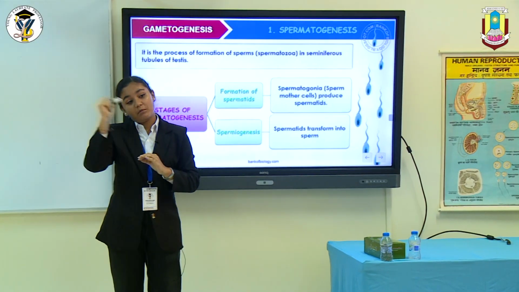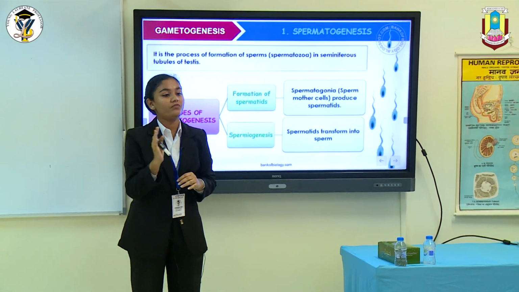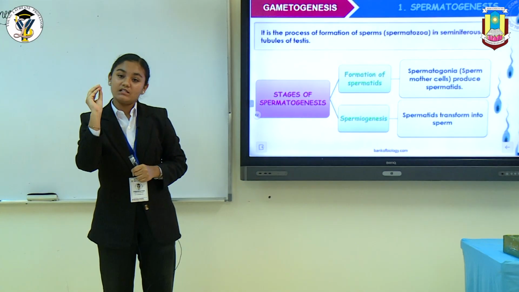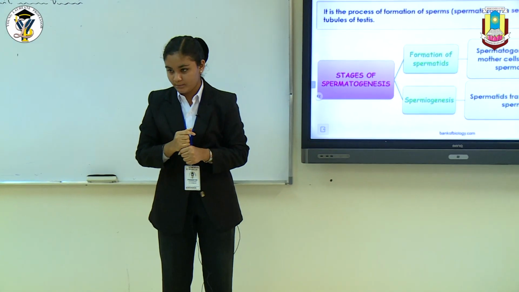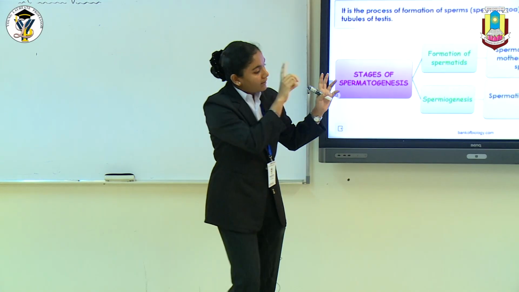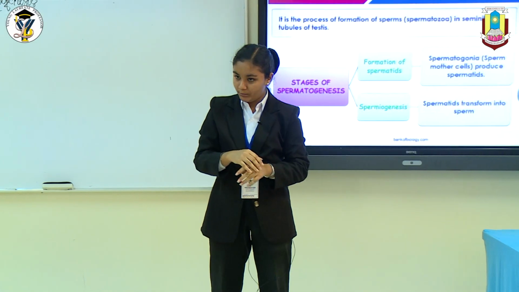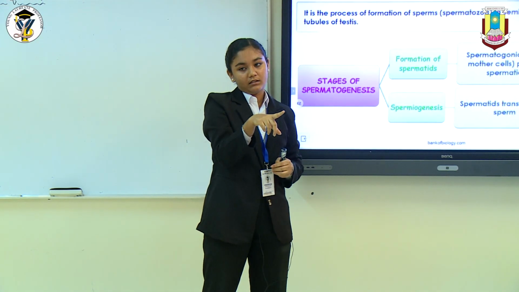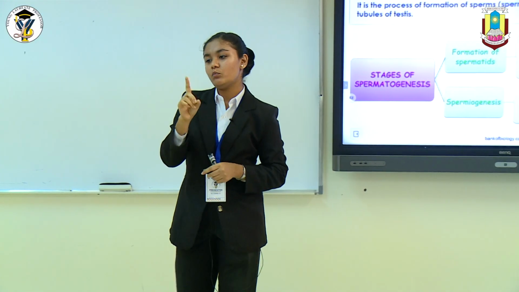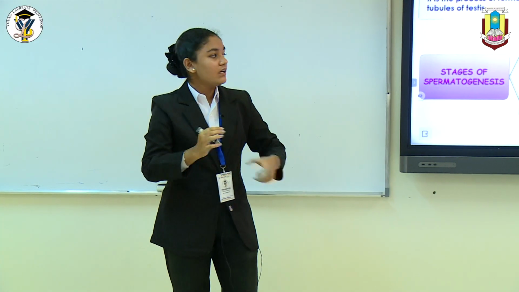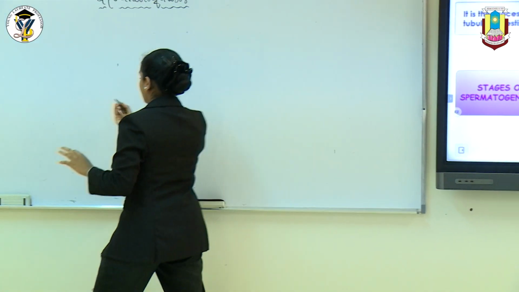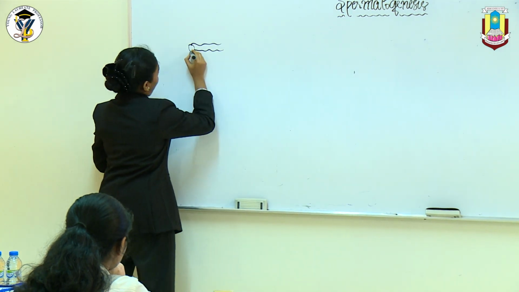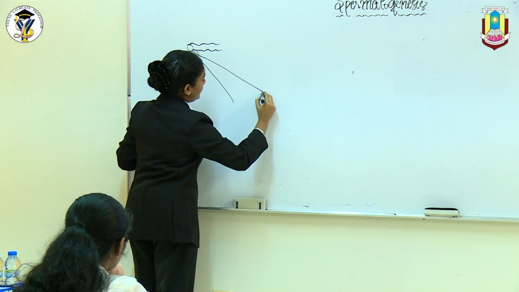There are many compartments, approximately about 250 compartments in one testis. These are known as the testicular lobules. So one compartment is known as a testicular lobule, and inside one testicular lobule there are approximately 1 to 3 seminiferous tubules. So if this is the seminiferous tubule, we are going to take a larger section of it.